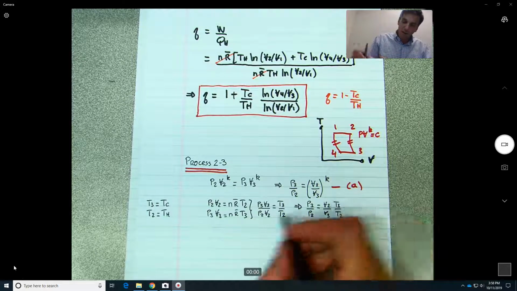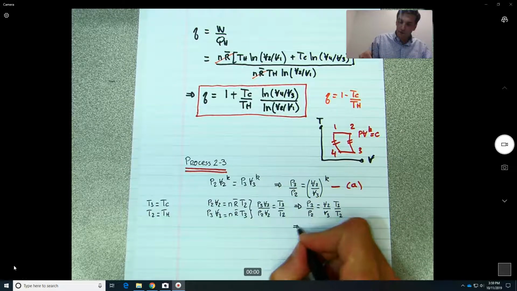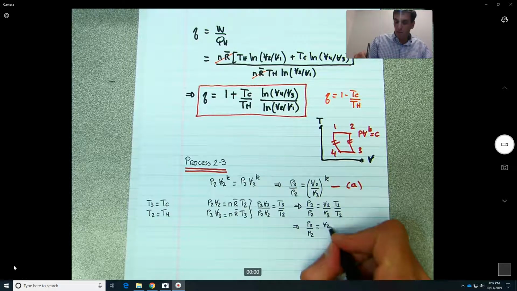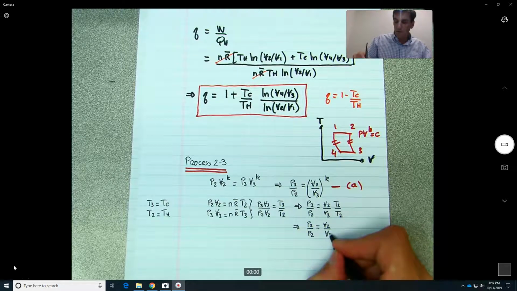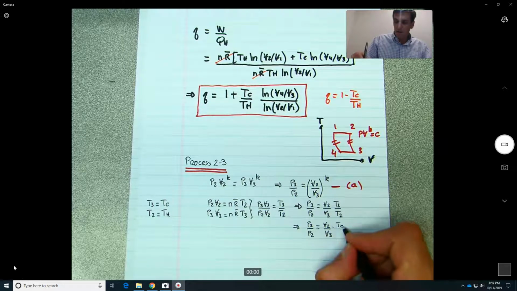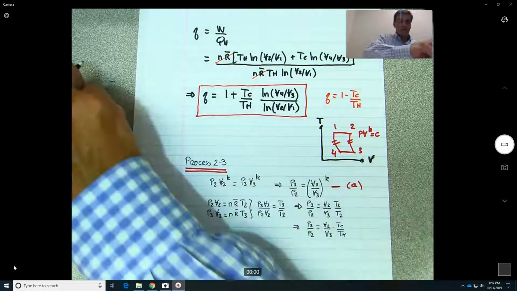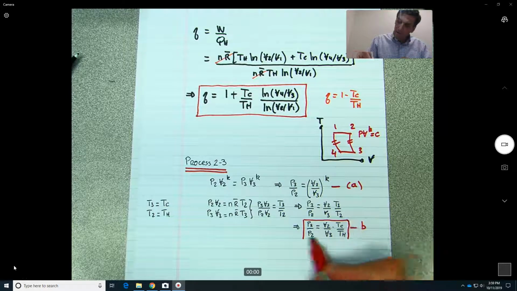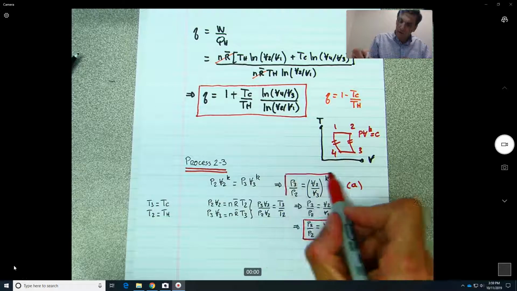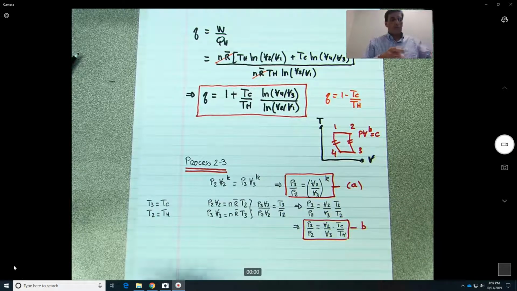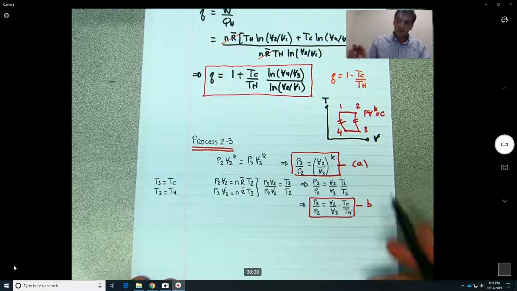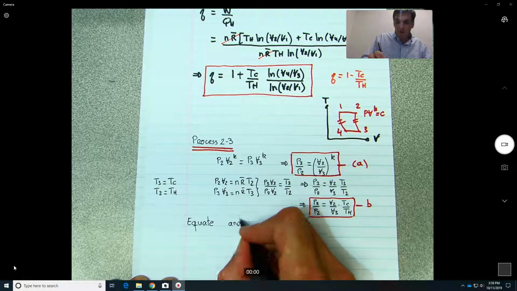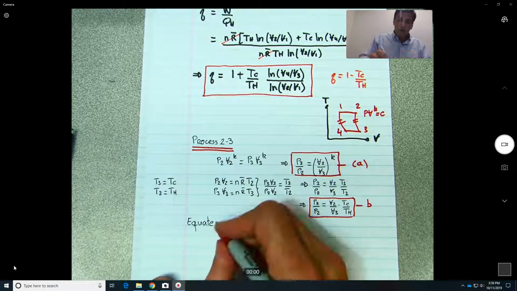So really what we have over here is P3 over P2 equal to V2 over V3 times T cold over T hot. So now if we equate A and B, by the way, this is not new.